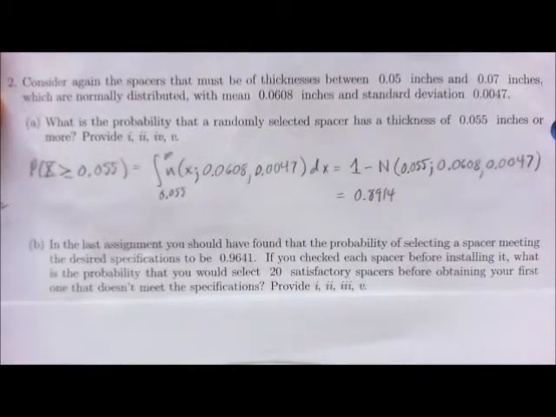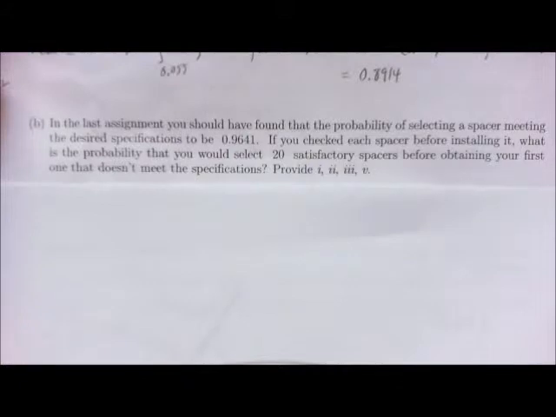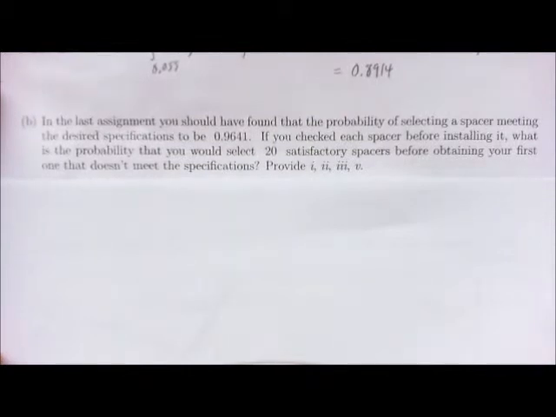Now this refers us back to the previous assignment, in which we found that the probability of selecting a spacer meeting the desired specifications between 0.05 and 0.07 was 0.9641. So assume that we're installing these spacers, and we check each spacer before installing it, to make sure it falls within the right tolerances. And the question is, what's the probability we would select 20 satisfactory spacers before obtaining our first one that doesn't meet the specification?